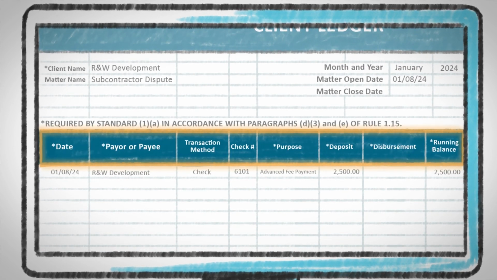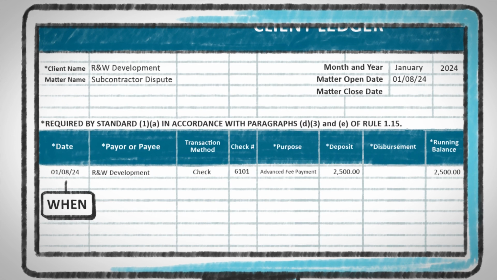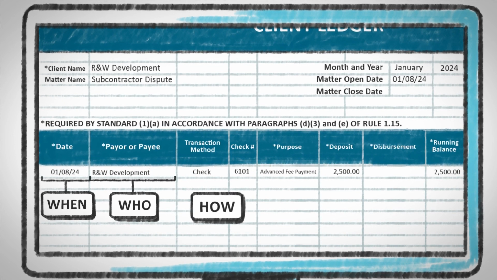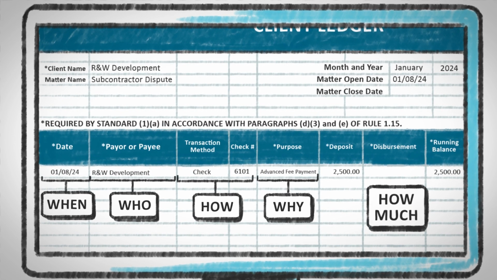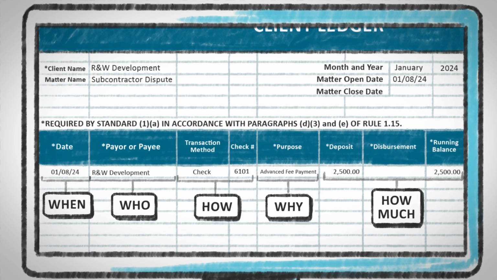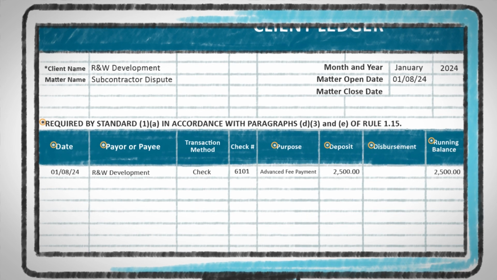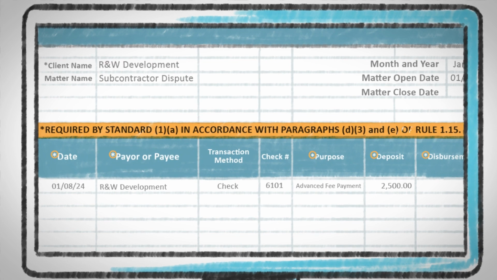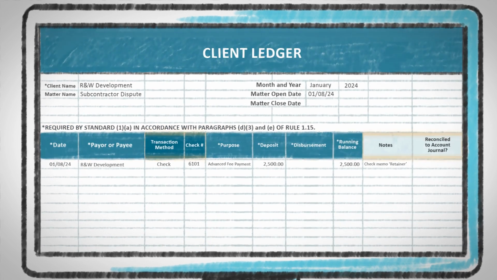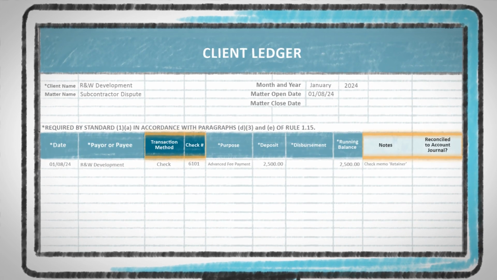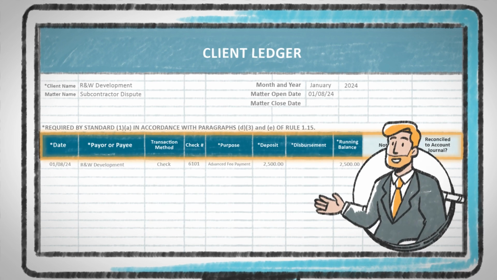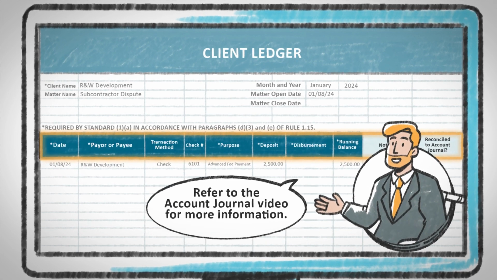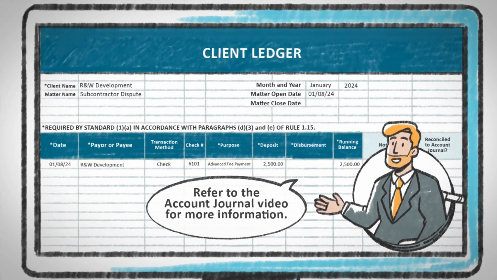They describe every transaction in detail: when, who, how, why, and how much was involved. In the State Bar template, you'll see an asterisk in each column that is specifically required by Standard 1A. The other columns are added as best practice. For more information about what information is recorded in each column, refer to the Account Journal video.